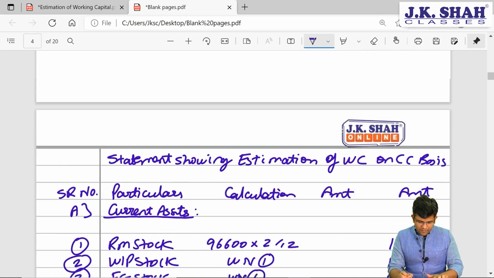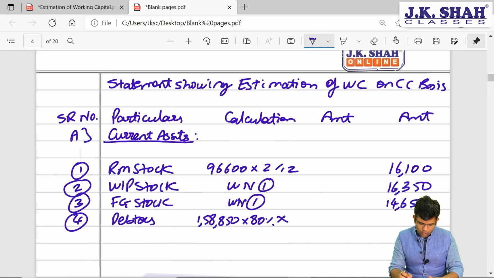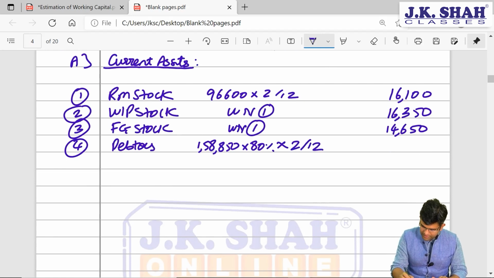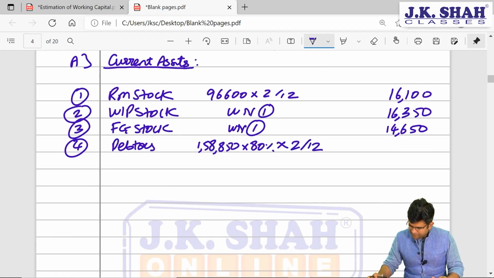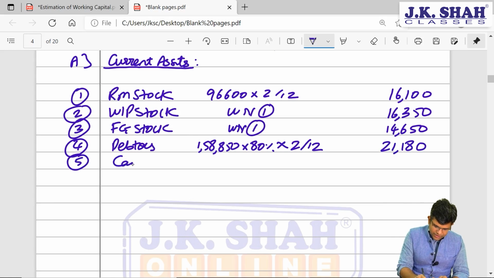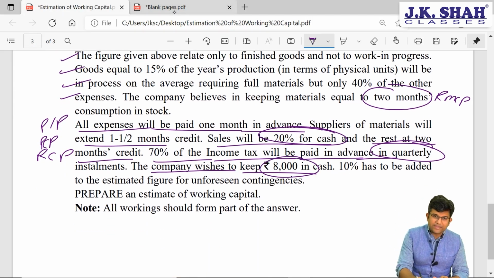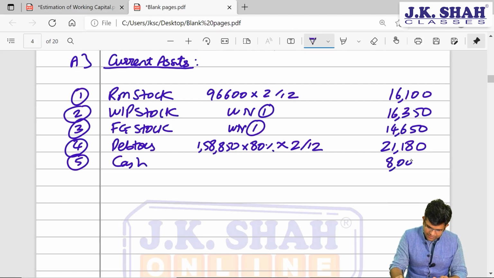And then we'll multiply by the receivables period, that is 2 months. So into 2 by 12, correct? Into 2 by 12, we'll take the calculator. 158,850 into 80% into 2 divided by 12. Children, this will come to 21,180 as the debtors. Next, we have got cash. As far as cash is concerned, they have given it to you in the question as rupees 8,000. So we'll take it as 8,000.